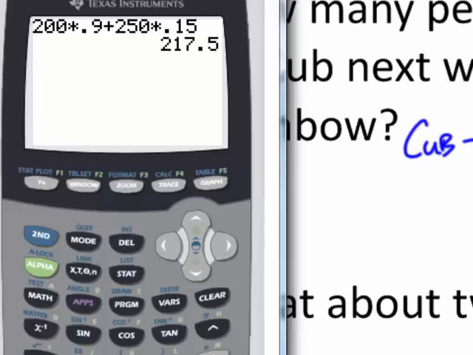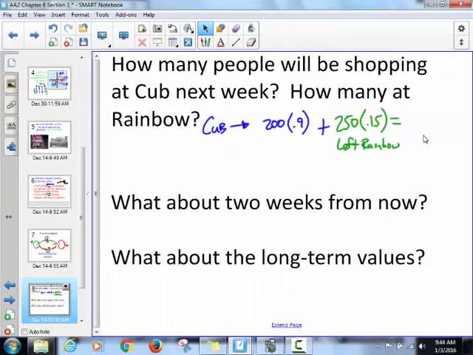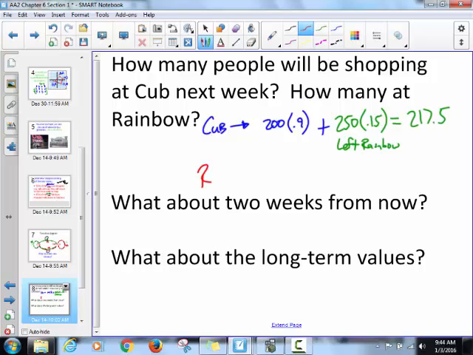So we get about 217.5. I'm just going to write that as a decimal here, 217.5. And if I did Rainbow now, well, it was 85% of the 250 are returning, and 10% of the Cub. Well, let's go back up to the Cub, and let's round that. Instead of saying 217.5, we'll say 218.